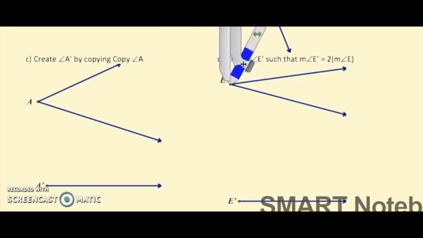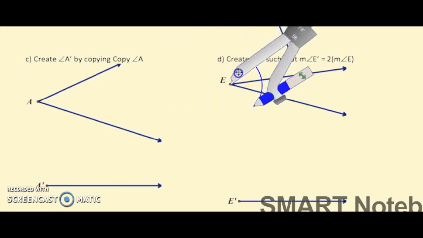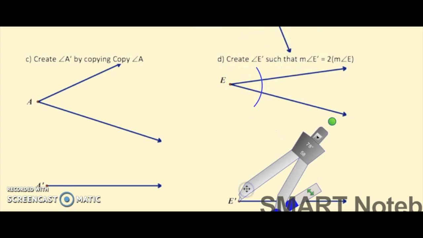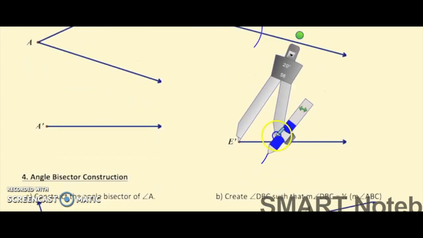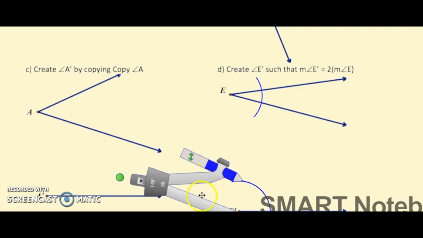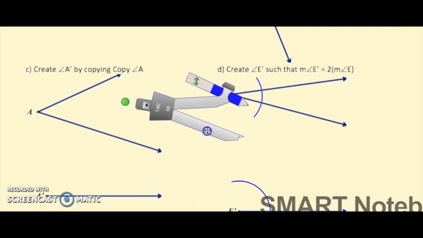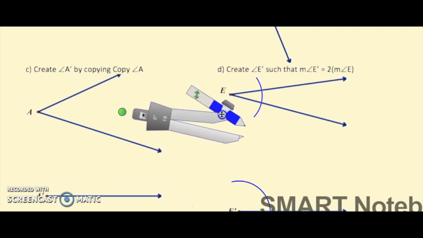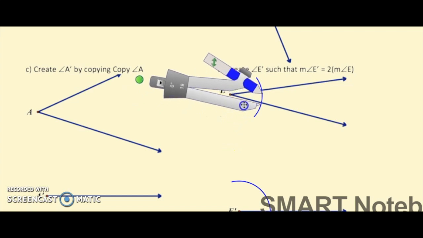So now I want to construct angle E prime such that the measure of E prime is double the measure of angle E. So I'm going to copy the measure of angle E, or copy angle E twice. So that is an arc. I drew it on angle E, and then I copied it down to E prime. And now I'm going to measure how far open angle E is. So from right there to right there, those 2 points.